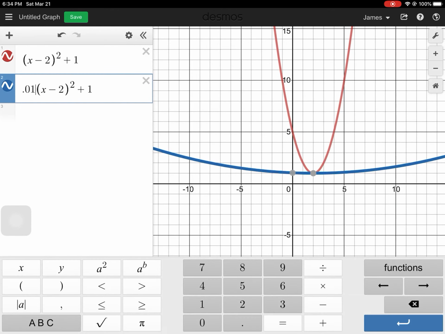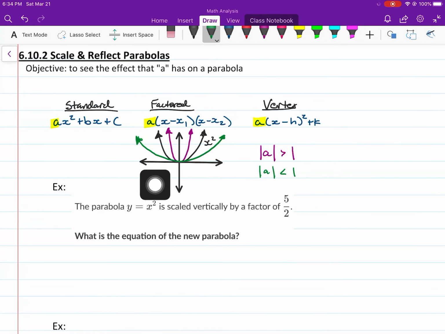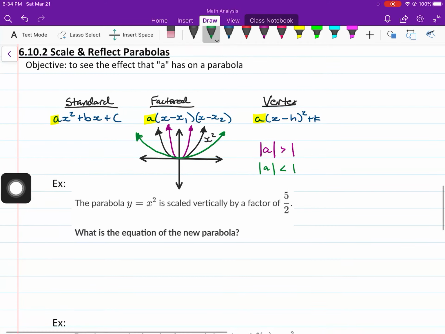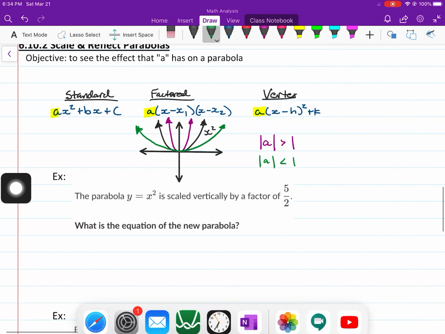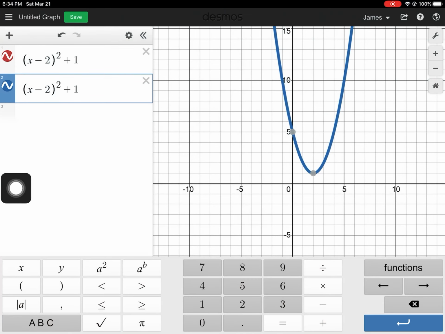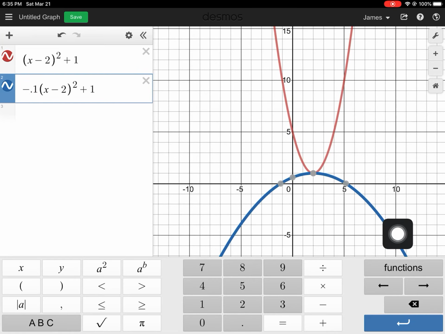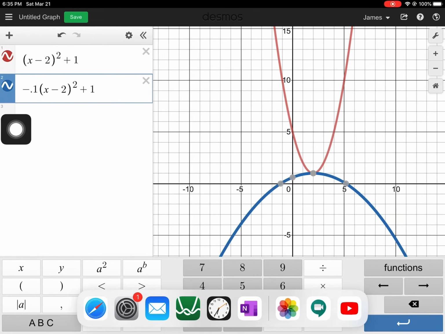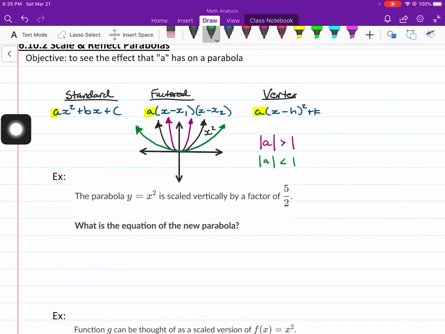And if you remember, I put the absolute value of A. The reason for that is that we're really focused on the quantity of A, not so focused on whether it's positive or negative. If we make it negative, it just flips that graph upside down. So if we put a negative with the 0.1, it's still a wide parabola, it's just that the negative flips it upside down. That's all that does. So anyways, let's look at this first example.